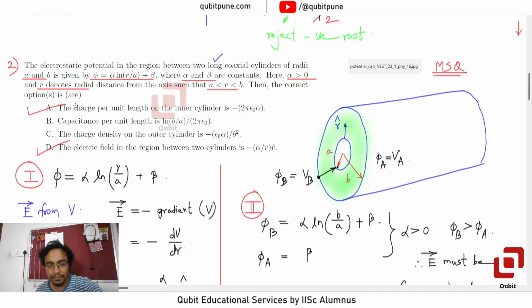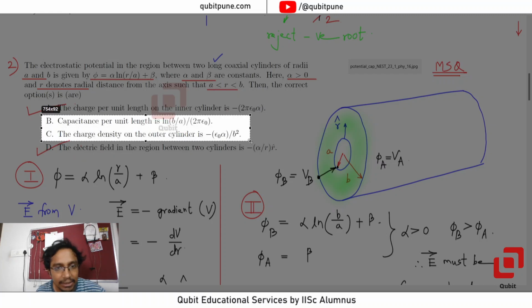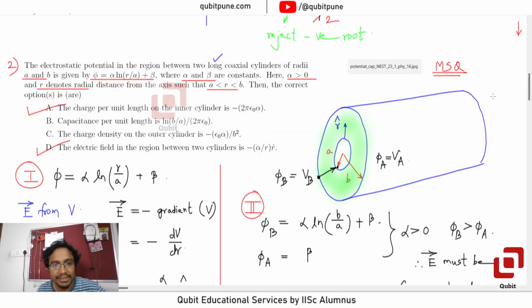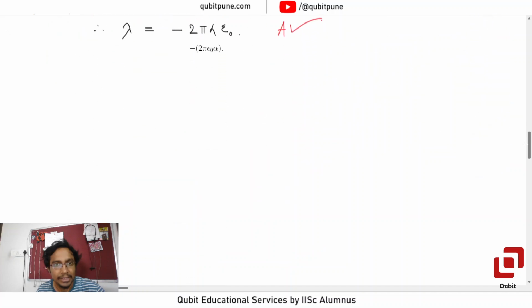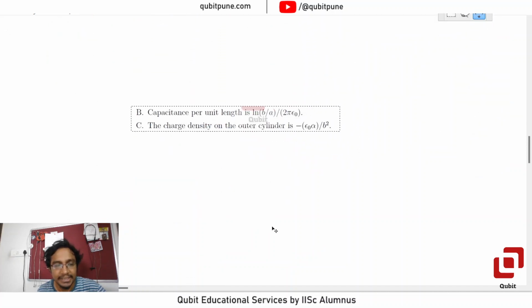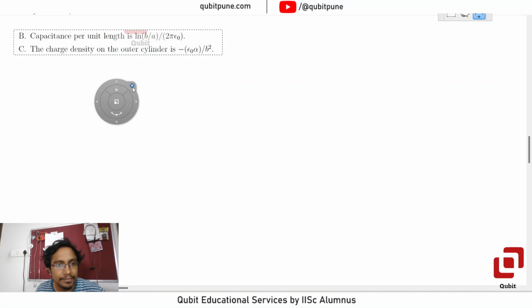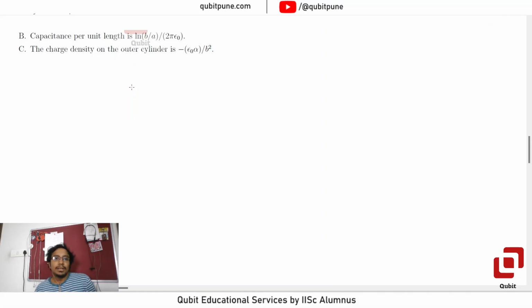Now left for B and C. How can we argue for B and C? Any suggestions? Any ideas? Yes, sir. We will use the formula of capacitance. C is equal to Q over potential. Okay, fine, great. For C or for B? Sorry, for B. Go ahead.